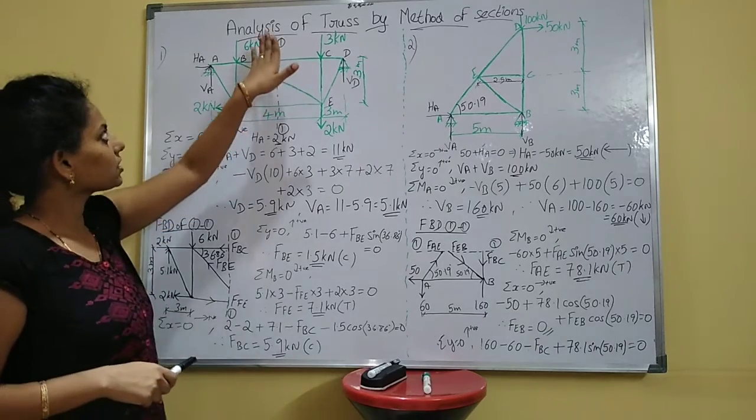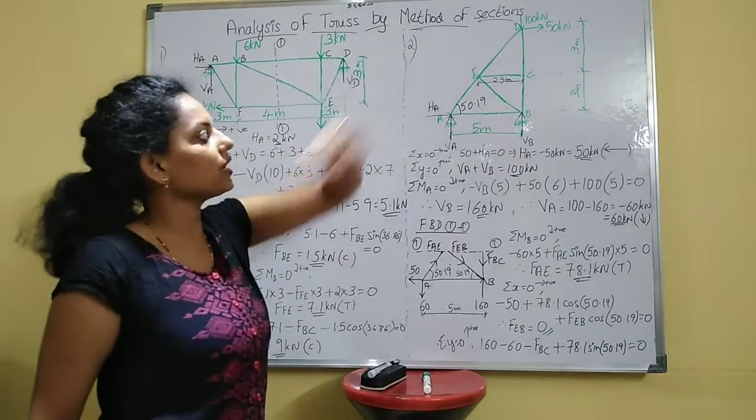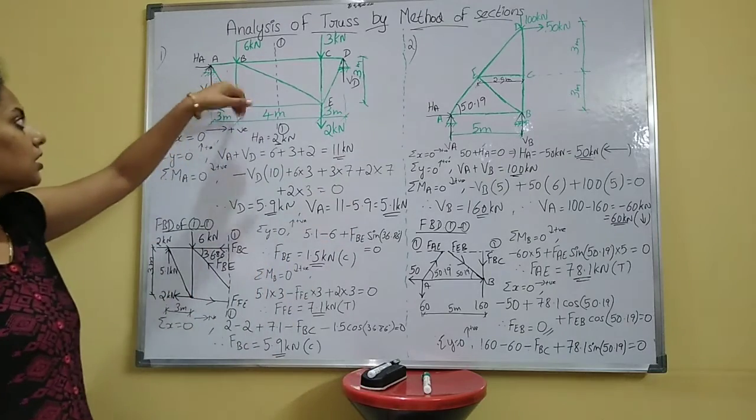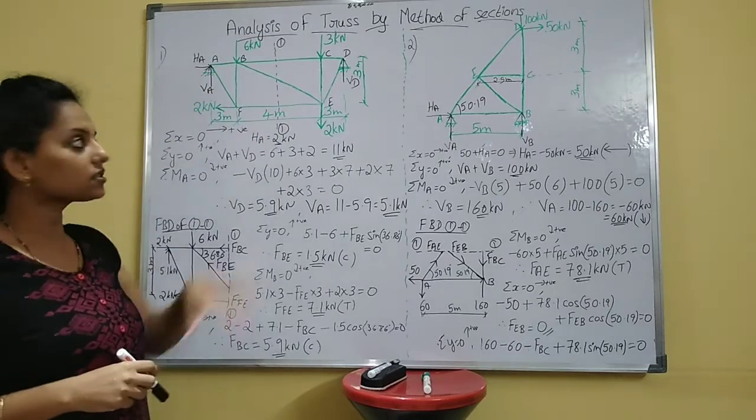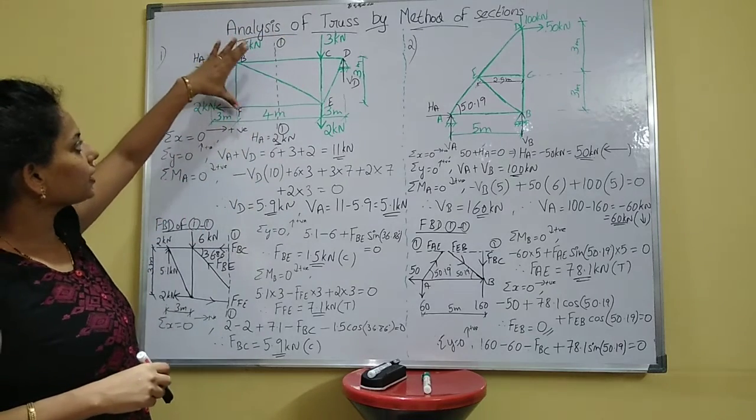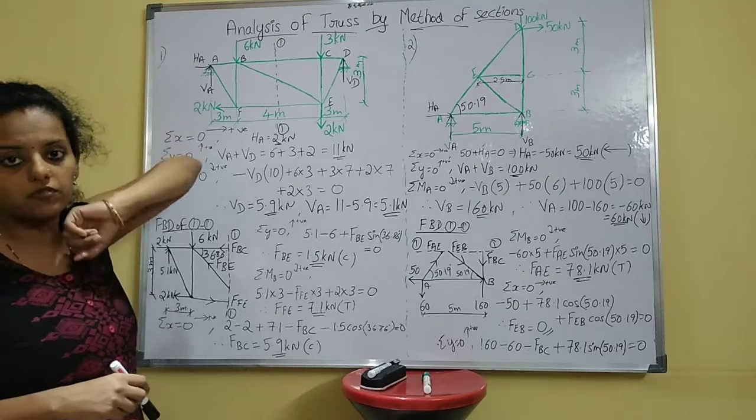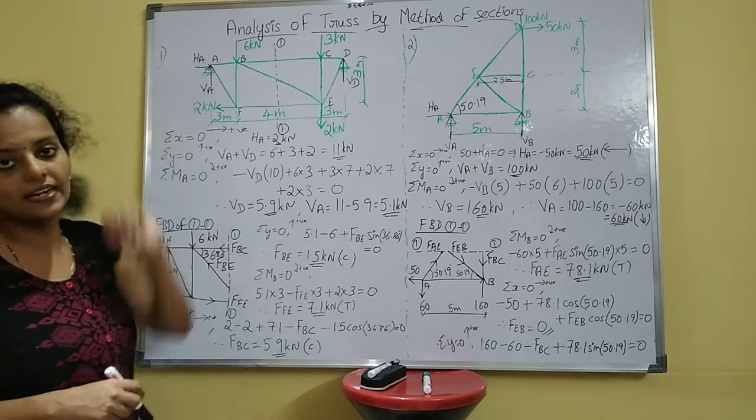Okay, we'll see the session on analysis of determinate trusses by the method of sections. Suppose this is your problem. How to draw this section? This section is considered by the unknown member forces. It should not be more than 3.